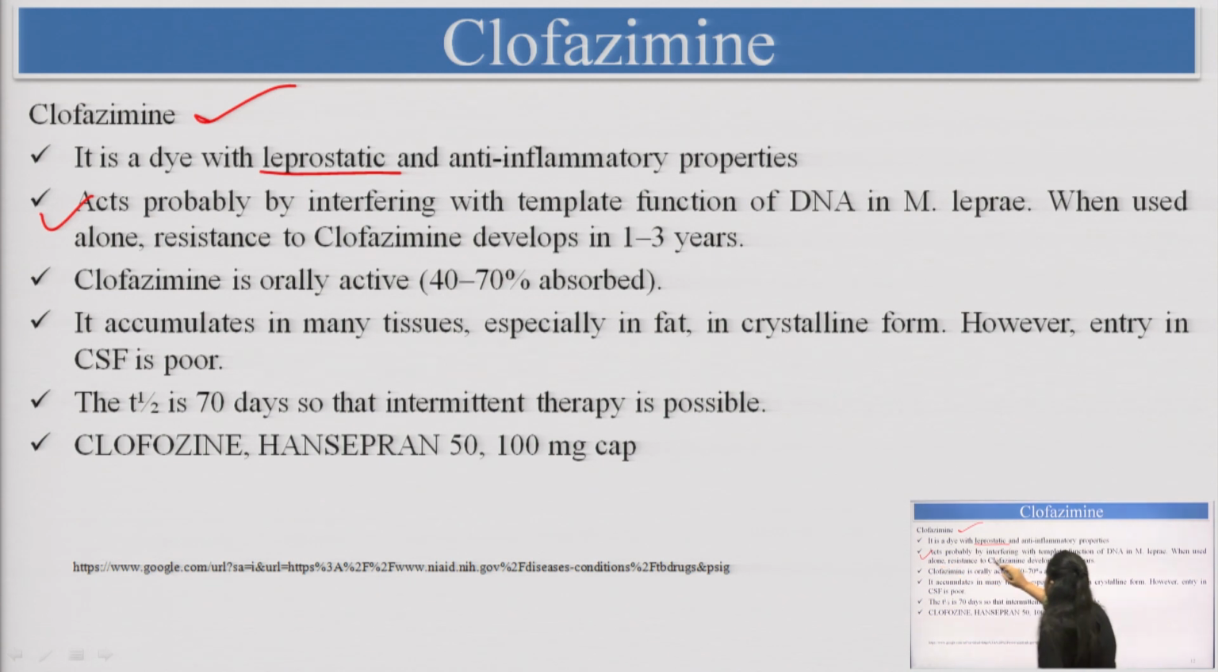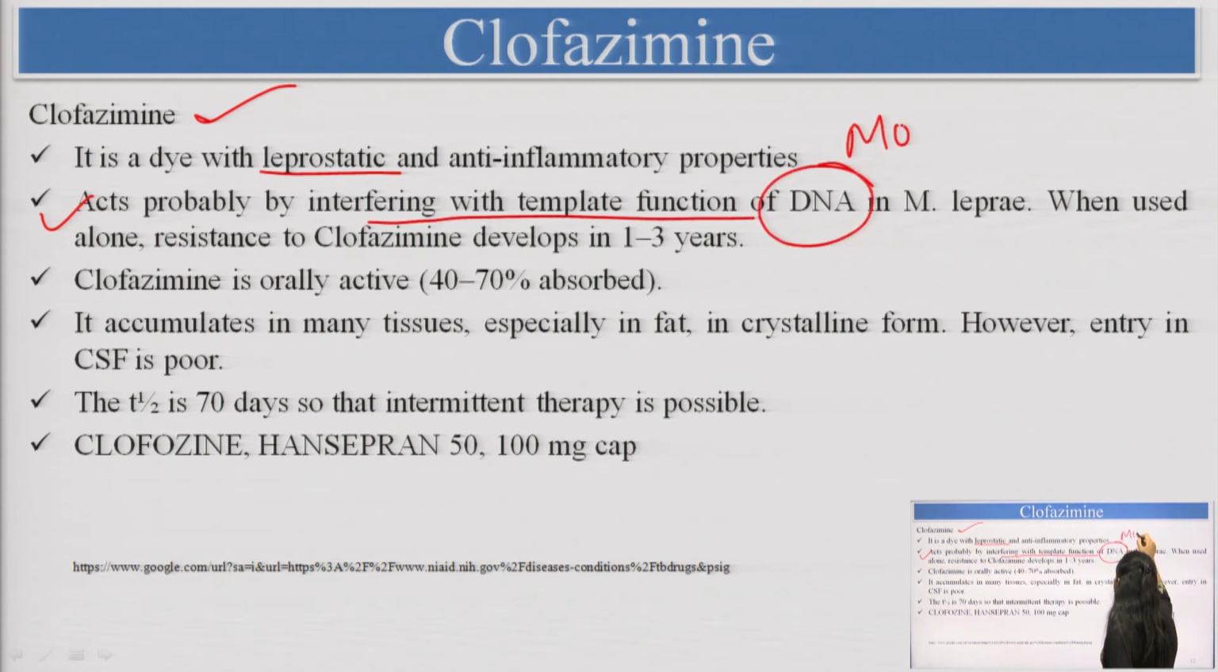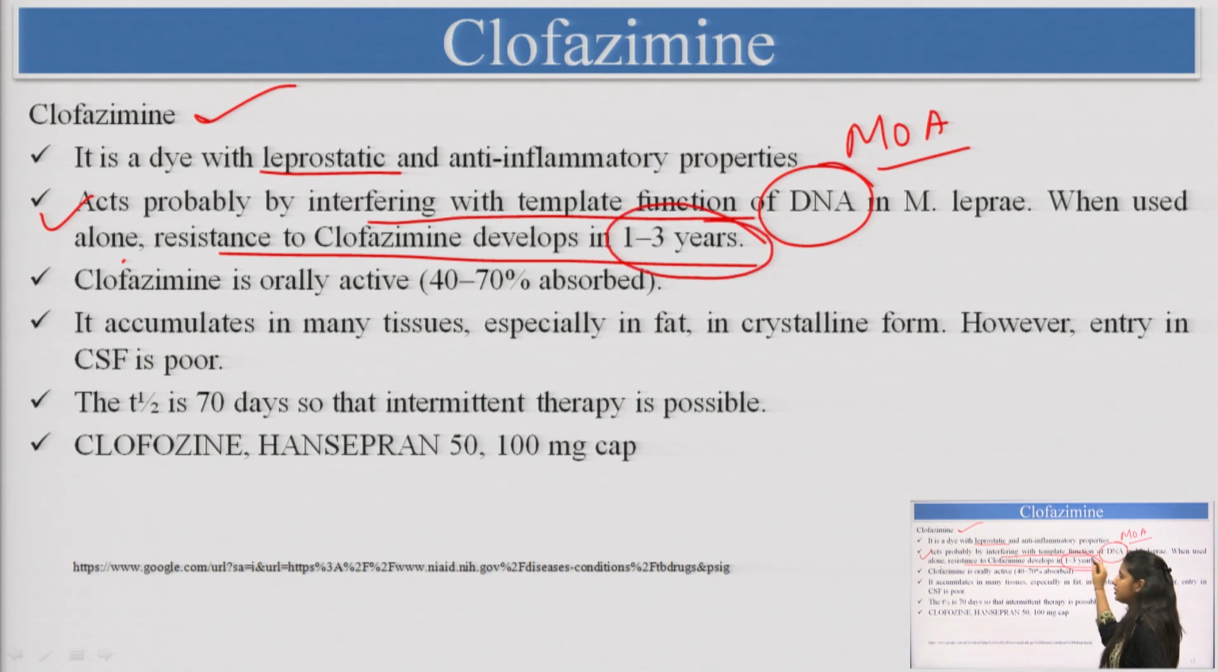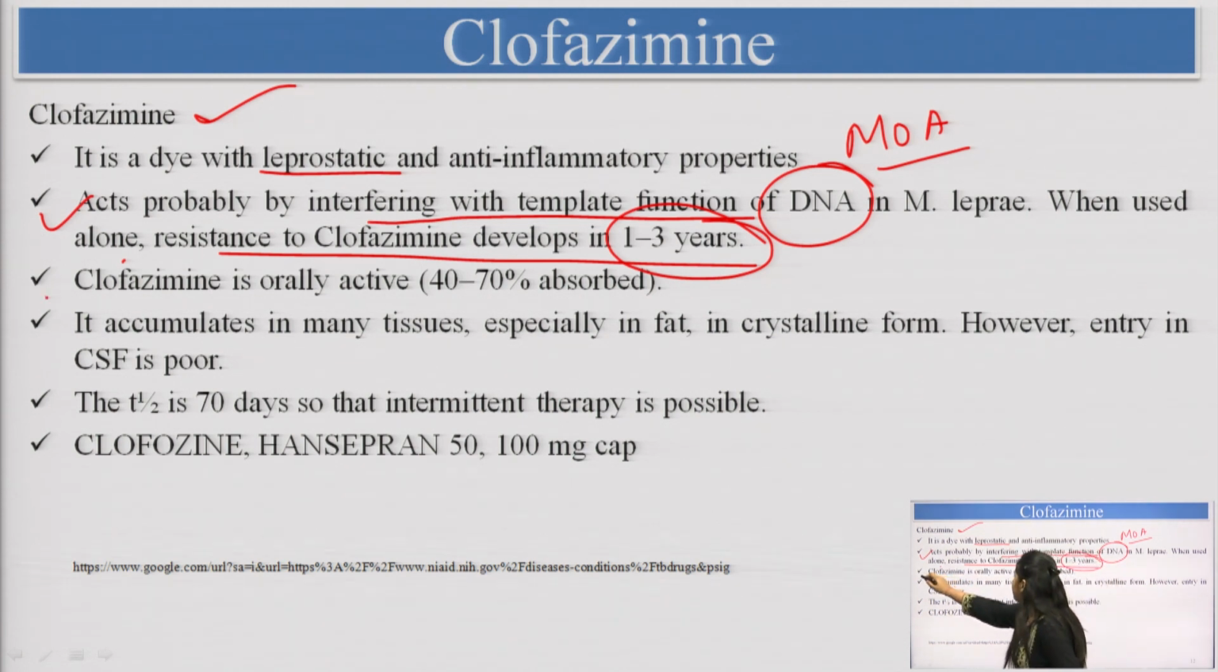Now, it acts probably by interfering with the template function of the DNA. This is the mechanism of action. When used alone, resistance to clofazimine develops in 1 to 3 years. As this disease requires long term therapy, we prescribe the drugs in combination so that resistance will not occur. Clofazimine is orally active, and oral tablets are available.